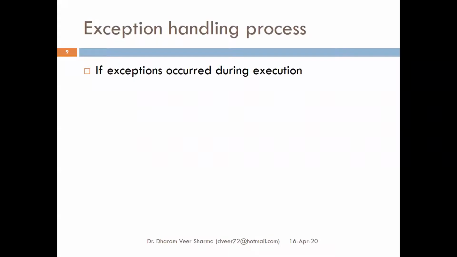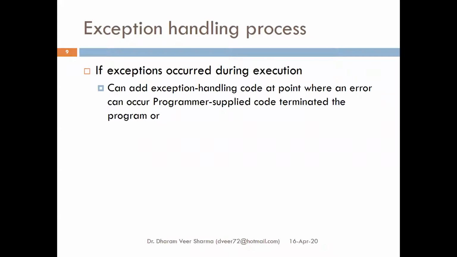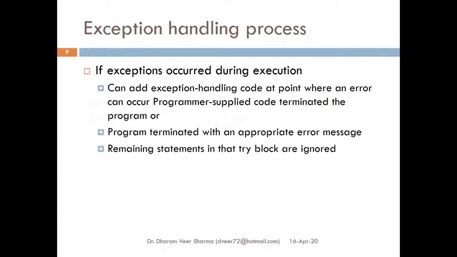If exceptions occur during execution, we can add exception handling code at the point where an error can occur. The program flow is terminated, or the program terminates with an appropriate error message. We can write the exception handling code at the point of error also, but it is not recommended. If that happens, the remaining statements in that block are ignored.